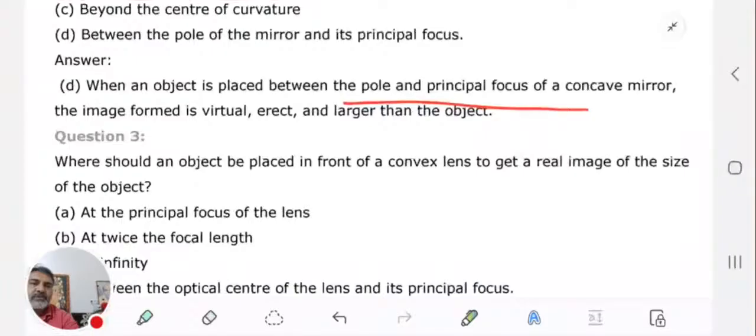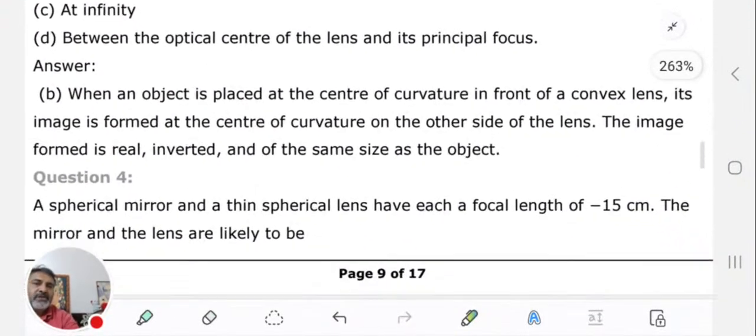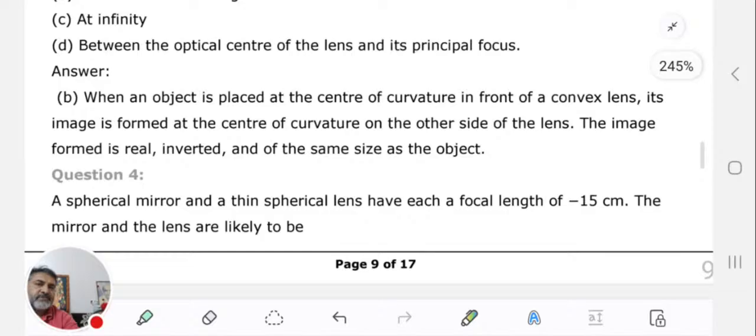Answer: when the object is placed at the center of curvature in front of a convex lens. Its image is formed at the center of curvature on the other side of the lens. The image formed is real, inverted and the same size as the object. Clear? Keep ticking them off.